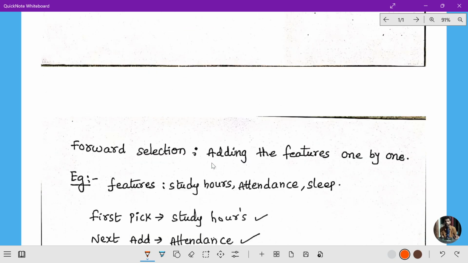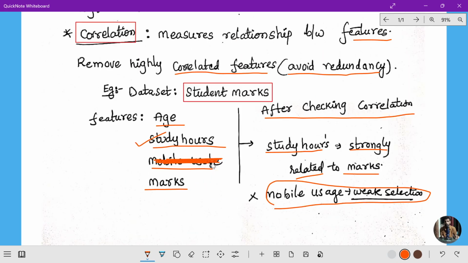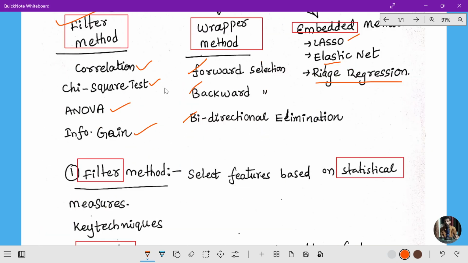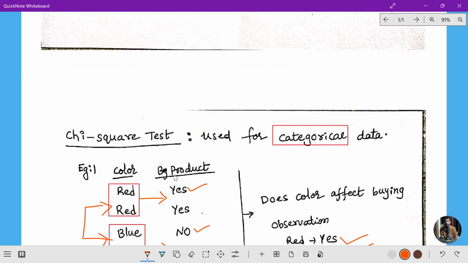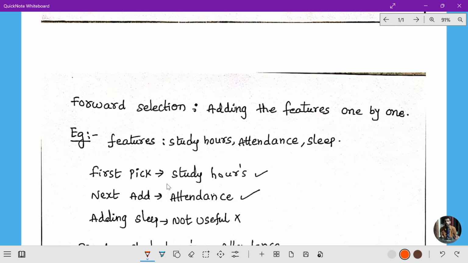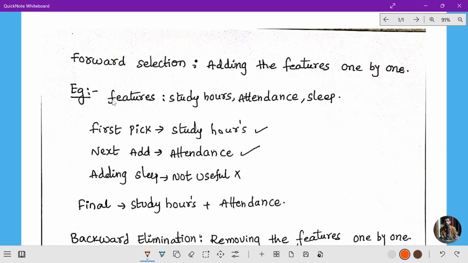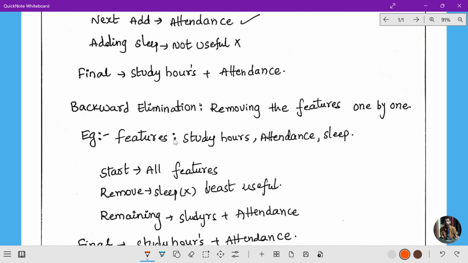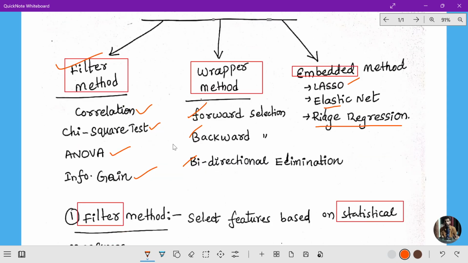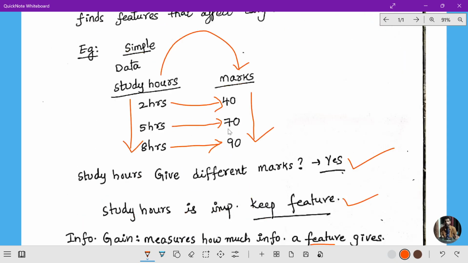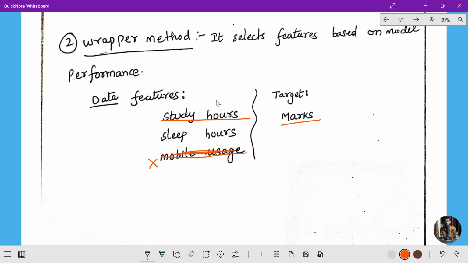Till now we have completed correlation, chi-square test, ANOVA, and information gain. Now the second one is here. Observe, all of you. Now we come to the wrapper method.